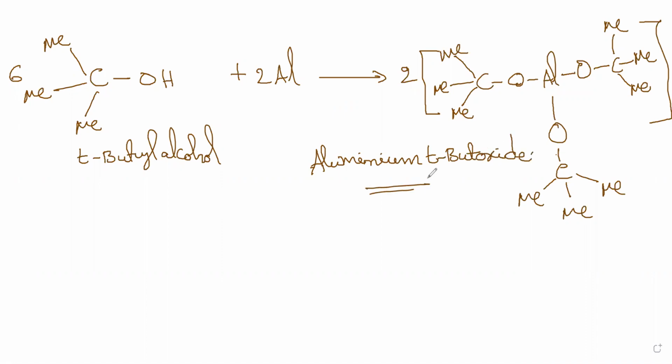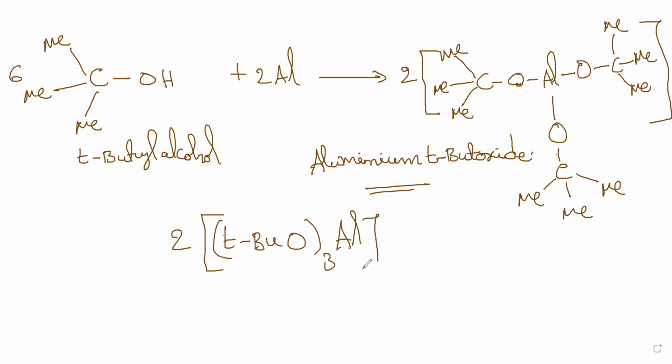This compound is called aluminum tertiary butoxide. In your text it is written like 2 moles of (t-BuO)3Al. t-BuO means tertiary butoxide. So this is how it looks. Not a very complex structure. What you have to do is remove this hydrogen and put one aluminum here. Keep repeating the same unit 3 times like this. I hope you got it.